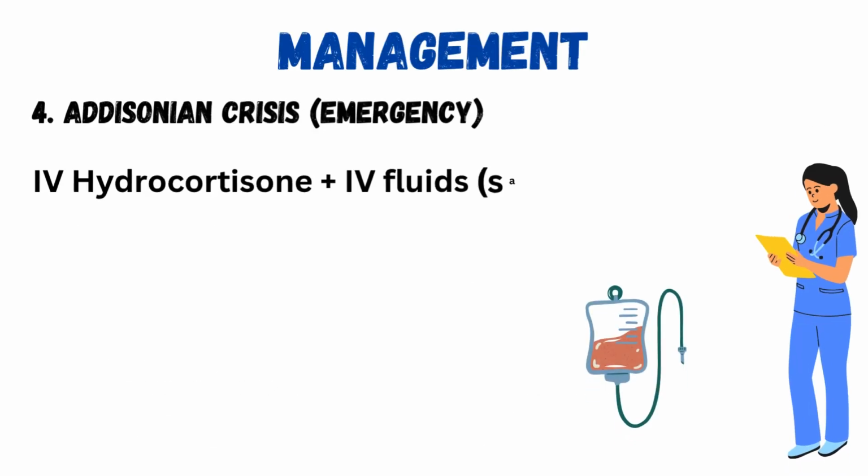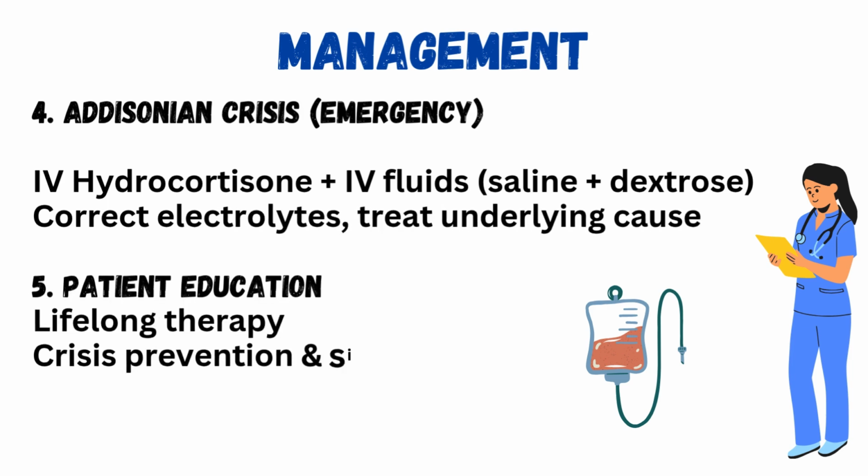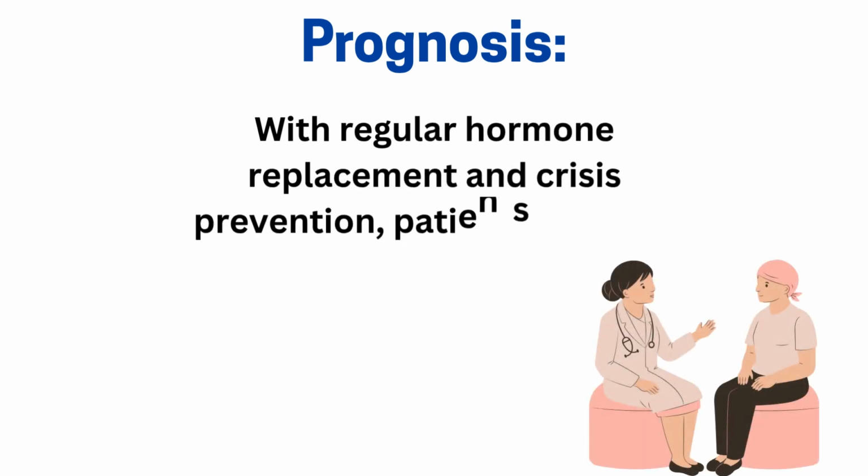It presents with severe hypotension, shock, vomiting, and electrolyte imbalances, often triggered by stress or infection. With regular hormone replacement and crisis prevention, patients can lead a pretty normal life.